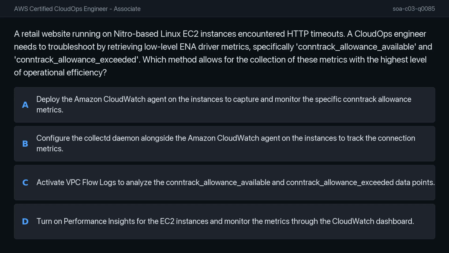To understand this, consider how network traffic is tracked within an operating system. Network interfaces, specifically those powered by the Elastic Network Adapter on Nitro-based instances, maintain state information about active connections. When this capacity is reached, traffic can be dropped or delayed, resulting in performance issues like timeouts. Troubleshooting this requires deep visibility into the driver itself to monitor these specific connection tracking limits.